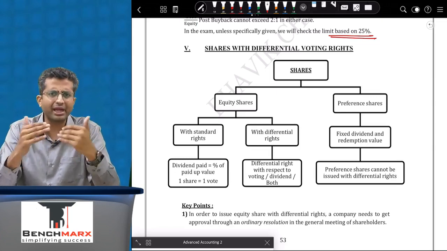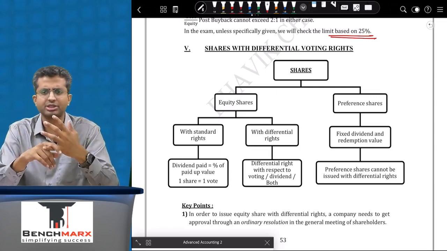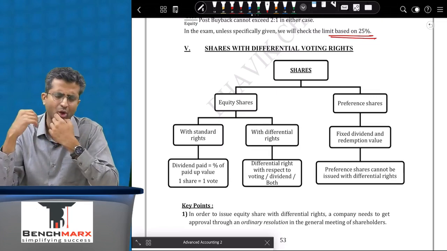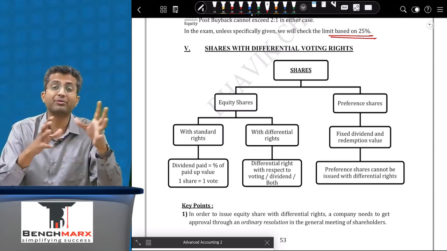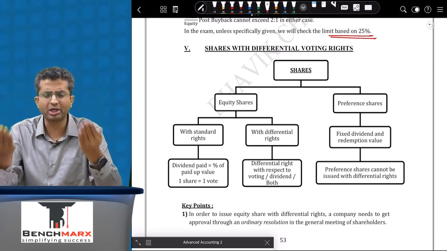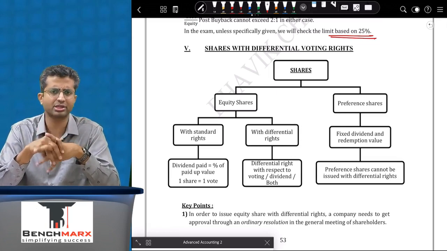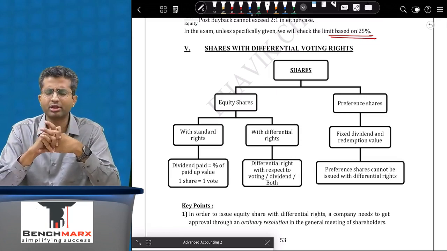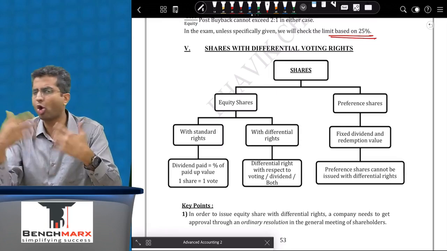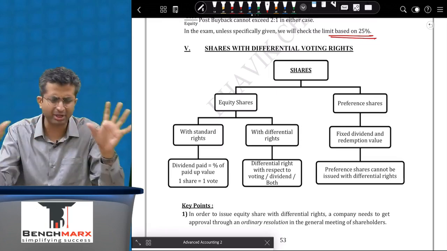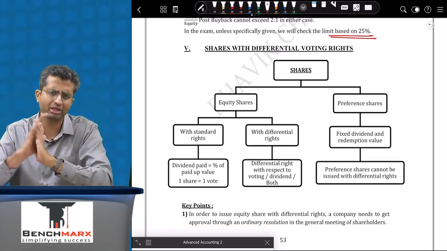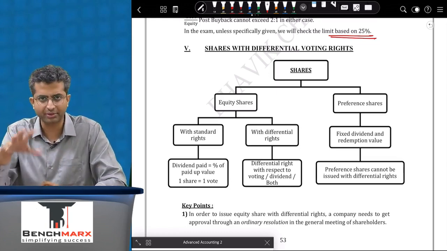And you need to be a fairly good company, that is, you have a distributable track record of profits, you have not defaulted in filing returns, you have not defaulted in the payment to creditors, to shareholders, their dividend, or you have not defaulted in any payment to courts or tribunals, etc. Only then will you be in a position to issue shares with differential rights.